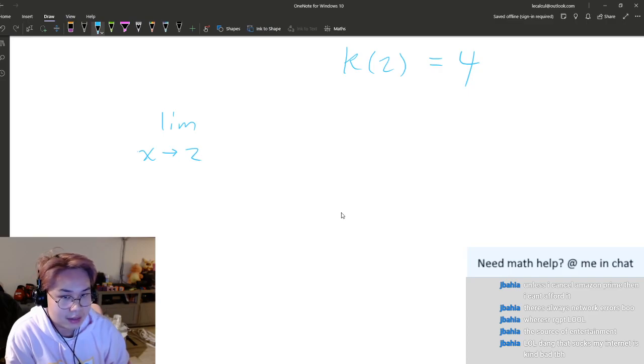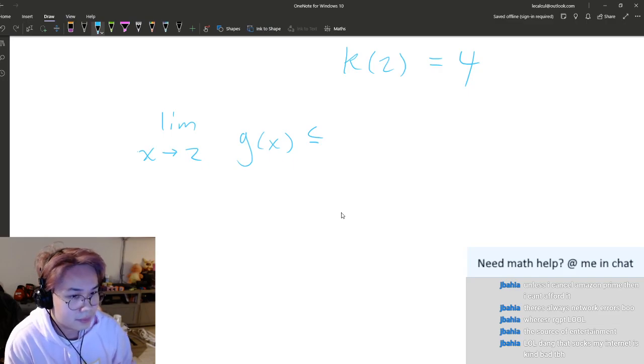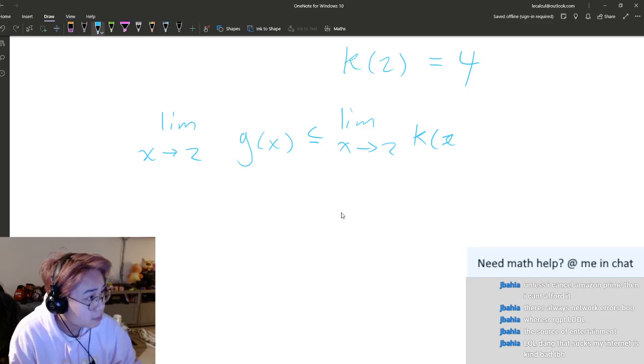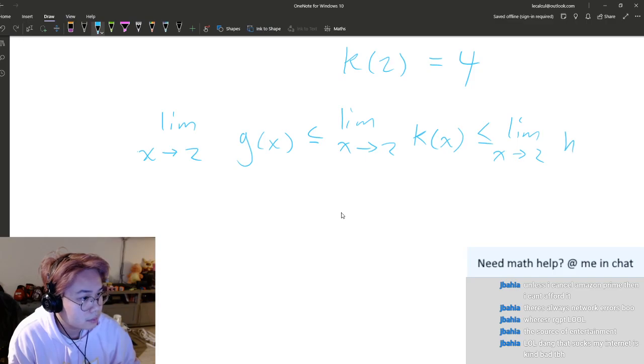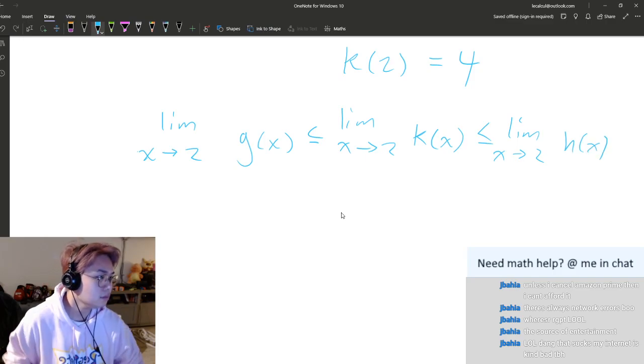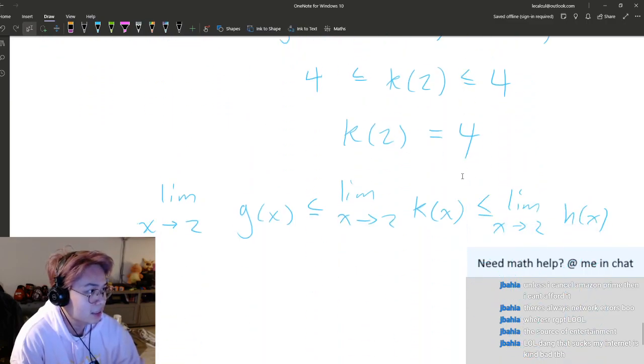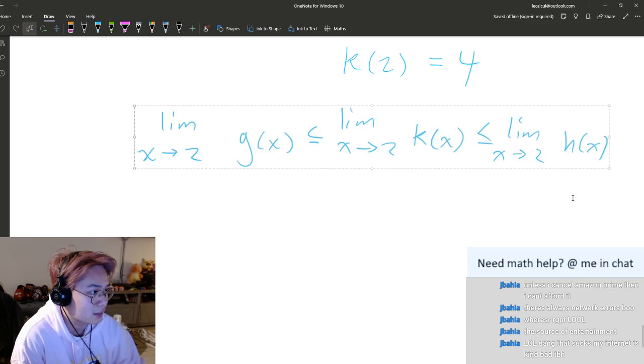The limit as x goes to 2 of g of x should be equal to or less than the limit as this goes to 2. Okay, so essentially it's the same thing. If these guys have this inequality, then of course their limit should also have this inequality.